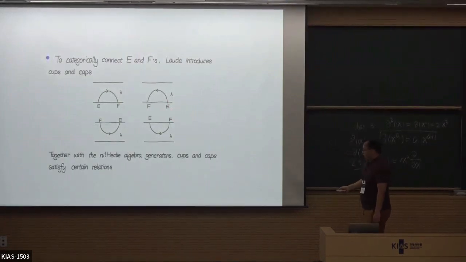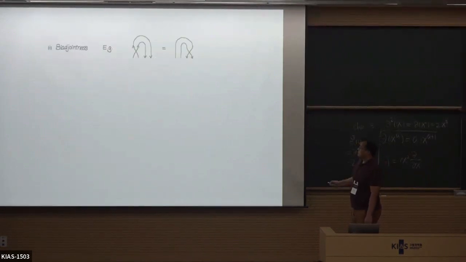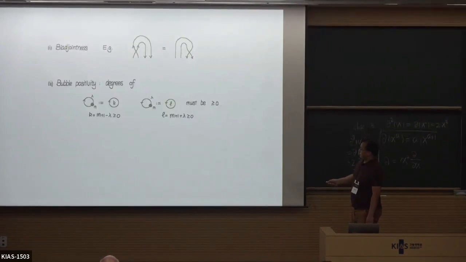And together with the Nil-Hecke algebra generators, cups and caps are bound to satisfy these relations. So they're biadjoint. The up crossings are biadjoint to the down crossings. And using the cup and cap, you can cook up these bubbles. This so-called bubble is a cup and cap, together with some dots. And these pictures represent endomorphisms of the identity map. So they're like the central objects in this category. You require them to have positive degree.